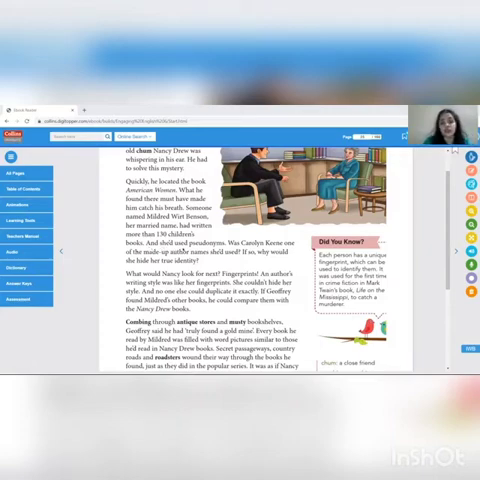And she had used pseudonyms. Was Carolyn Keene one of the made-up author names she had used? If so, why would she hide her true identity? I mean, what's wrong? She has created such an amazing series. She has written so many books, so why did she have to hide her identity?